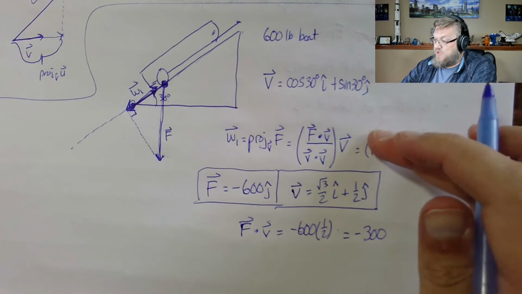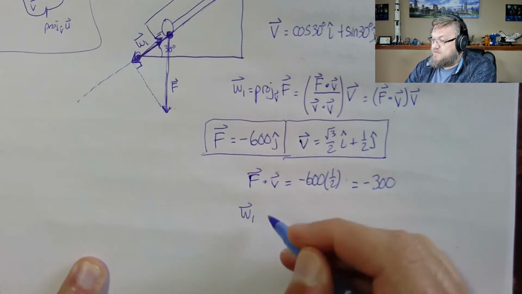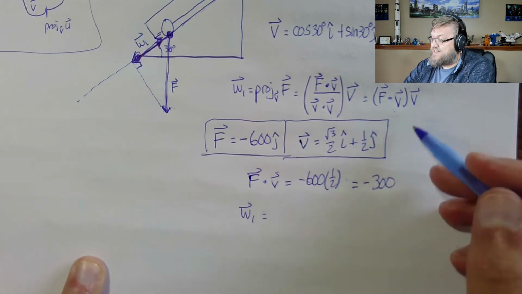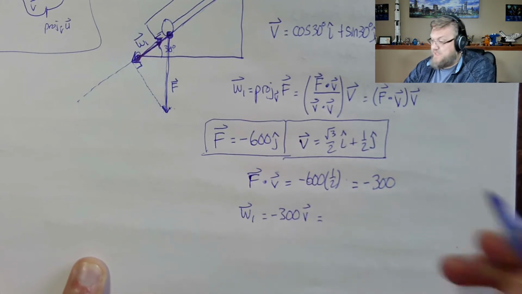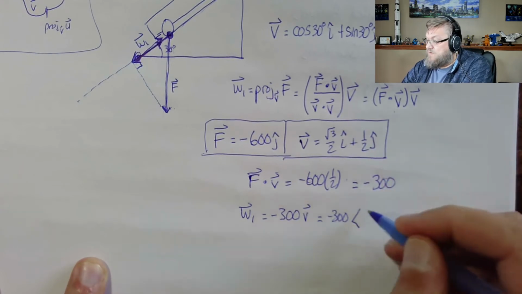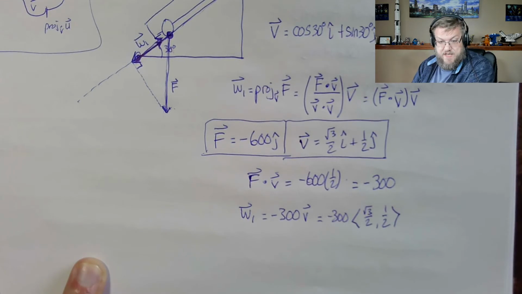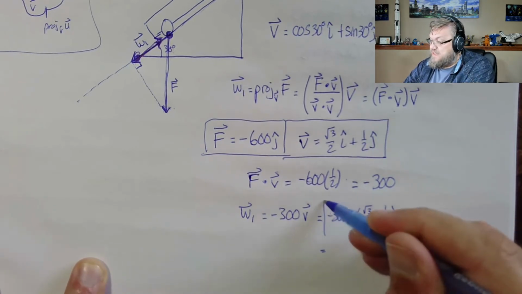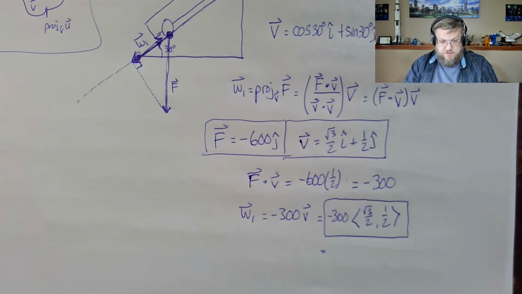And now all I have to do is multiply v by that. So what is the force required to counter this? I need the force acting like this, negative 300 times v. In other words, that would be negative 300 times the vector root 3 over 2 comma 1/2, just like that. And I could multiply that through or whatever, keep it like that. That would be the vector. That's the force vector that I need to counter.